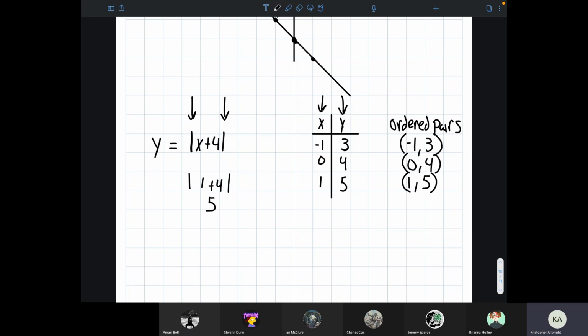So Jeremy, if you want to stay on and we can go over the function stuff, then that's fine. But everybody else is free to leave.